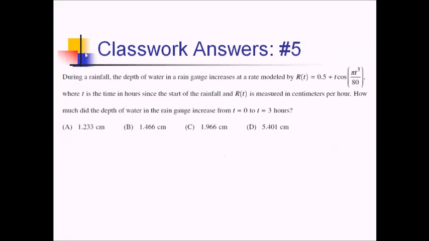For this problem, during a rainfall, the depth of water in a rain gauge increases at a rate modeled by this r of t function over here. And t is the hours since the rainfall started. We want to know how much the depth of the water in the rain gauge increased from time 0 to time 3. So we have the rate at which the rain gauge is increasing. If we want to find out how much total it increased, we need to take the integral from 0 to 3 of this r of t function. And we're going to need the calculator for that.